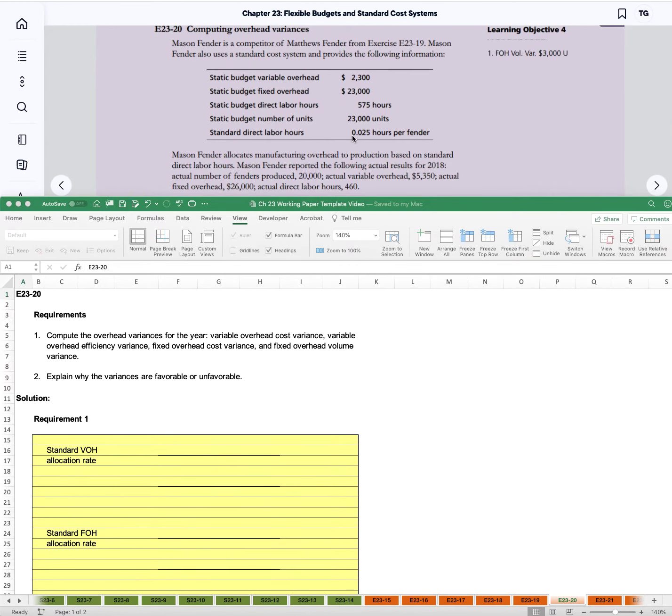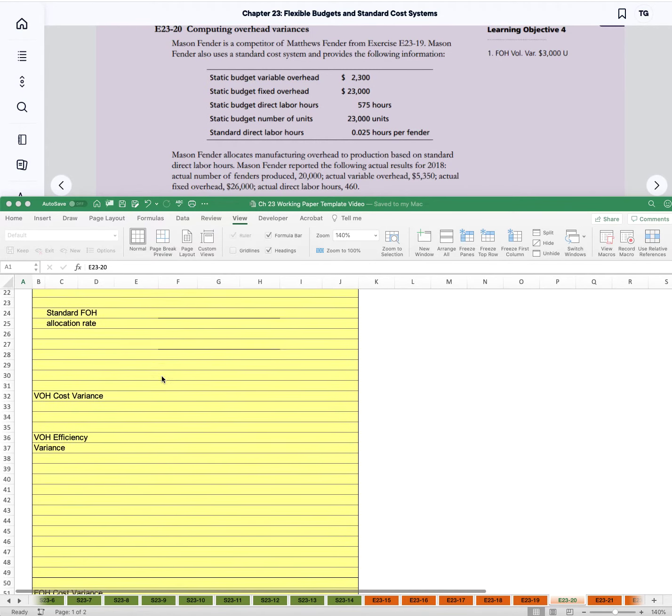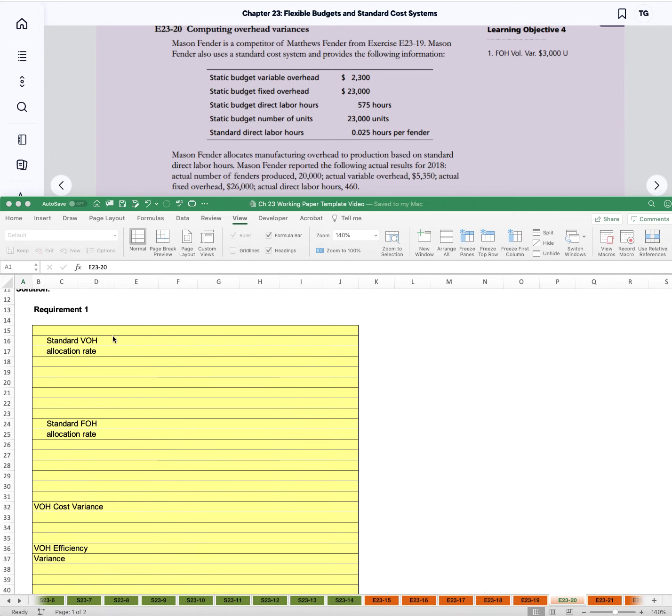I'm going to scroll back up so we can see the information here. And then down in Excel, we can start filling in our information. We're going to start with the standard variable overhead allocation rate. If you remember, that was calculated as the budgeted variable overhead divided by the budgeted allocation base. In this case, our budgeted variable overhead was 2,300, and the allocation base, they told us, was standard direct labor hours. Our static budget direct labor hours was 575. And so we get $4 per direct labor hour.